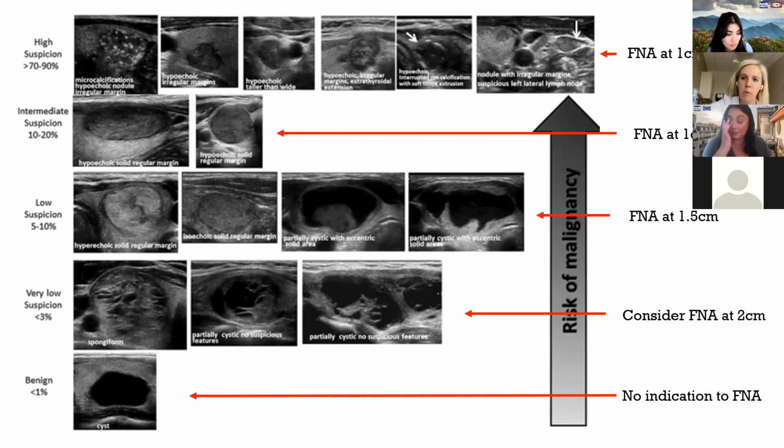So what I'll tell people, sometimes I'll show them a picture if they really have a lot of questions, but when you're presenting it to patients, you can say, look, this is a lower suspicion nodule. About 5 to 10% of the time it's cancer or something to worry about. I'll flip it around and say, 90 to 95% of the time, this is not going to be anything to worry about. And those low suspicion nodules get biopsied at 1.5 centimeters.